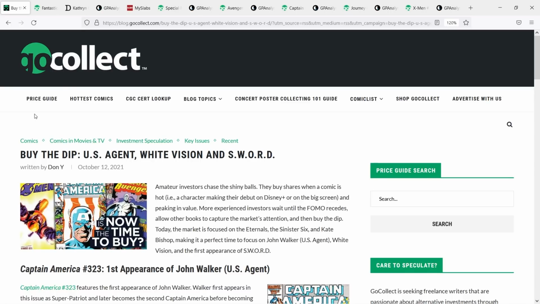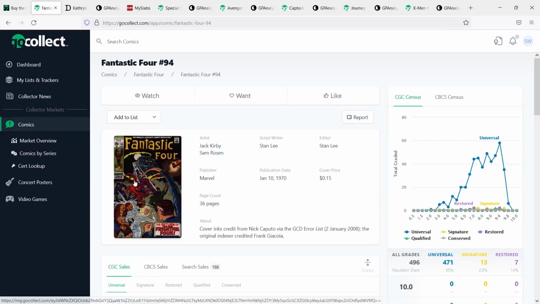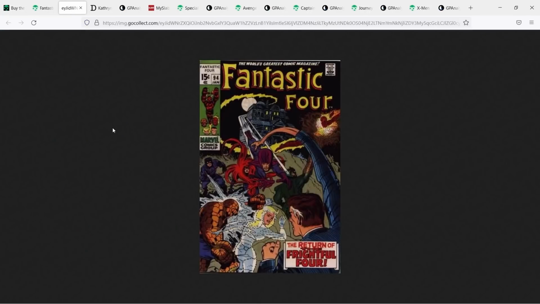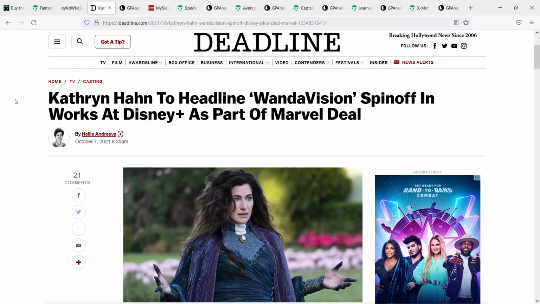And what book am I referring to? Well, I am absolutely referring to Fantastic Four number 94, first appearance of Agatha Harkness. Now, we got this announcement right here. This is a Deadline article: Kathryn Hahn to headline WandaVision spinoff in works at Disney Plus as part of Marvel deal. So once we got this news that Kathryn Hahn is going to be reprising her role and get her own Disney Plus show, this book absolutely bounced back up.